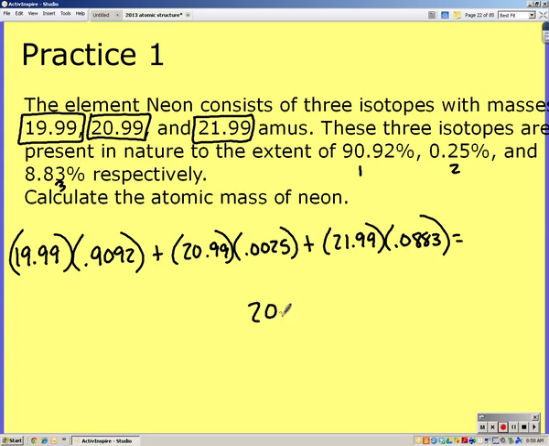Again, my answer should be between 19.99 and 21.99, and it is, so I'm good. And just as before, I had my masses and my masses are in 4 significant figures. So 20.17 AMU.